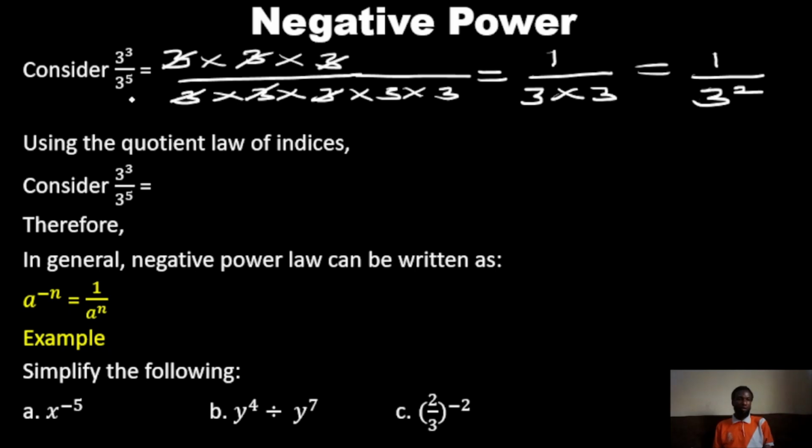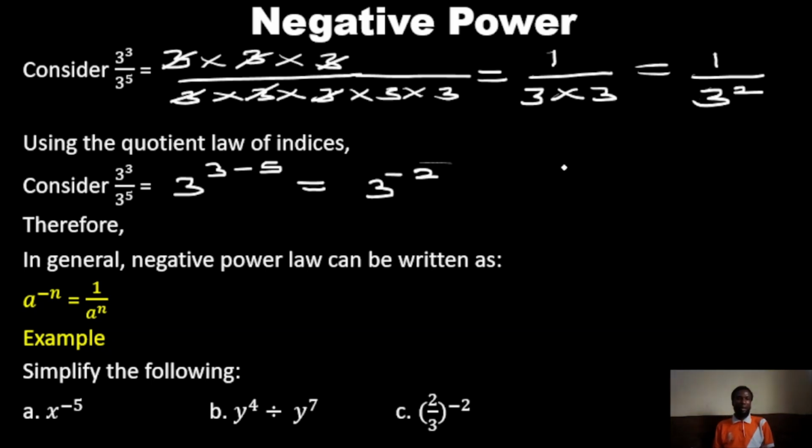Now, using the quotient law of indices to solve this, that is 3 raised to the power of 3 divided by 3 raised to the power of 5, you keep the base and subtract the powers, isn't it? Because the same base are being divided. So you keep the base, which is 3 raised to the power of 3 minus 5, which gives us 3 raised to the power of, 3 minus 5 is minus 2.